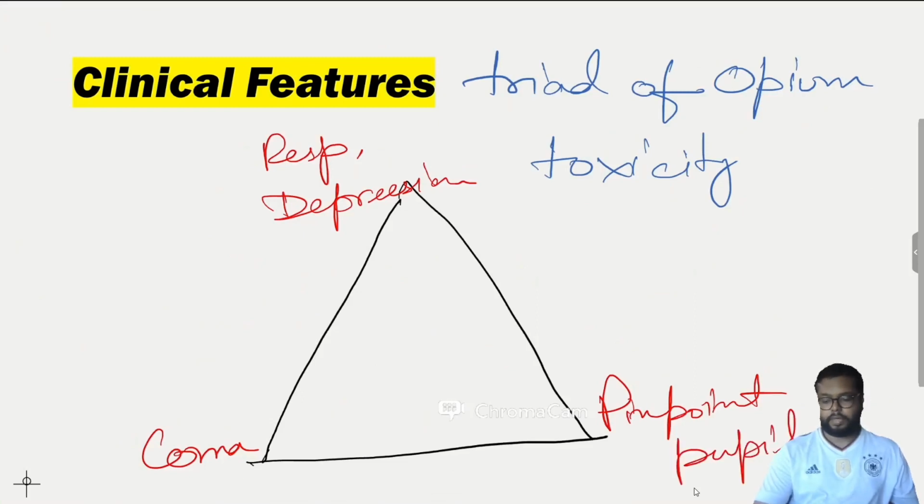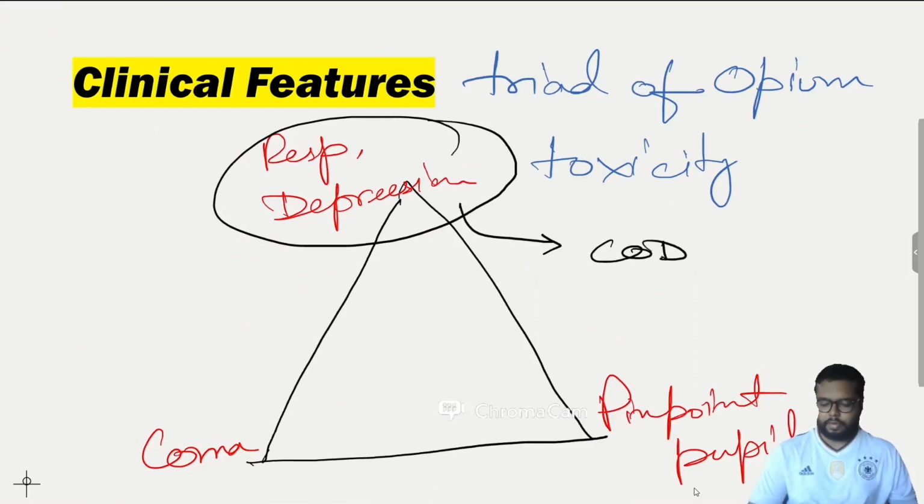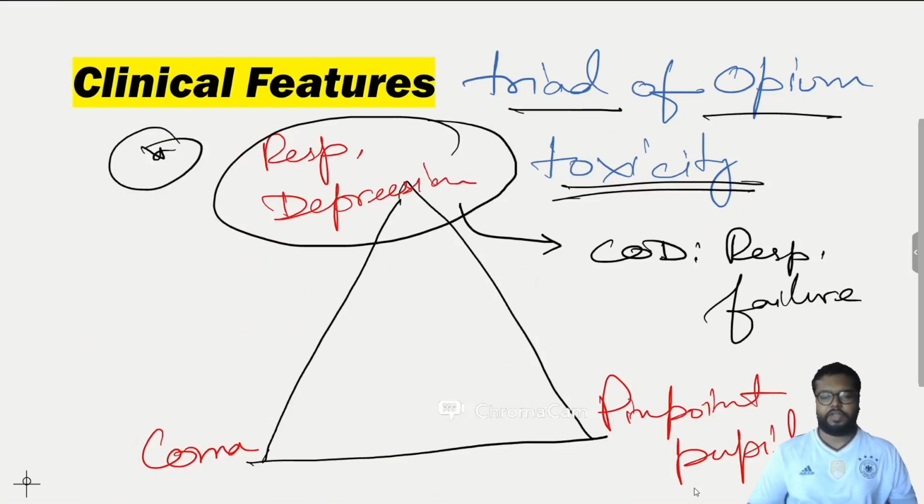Okay, this respiratory depression is the most specific feature. Along with it, this triad of coma and pinpoint pupil, and this respiratory depression becomes the cause of death. The patient will invariably die, the cause of death being respiratory failure. So this is about the triad of opium toxicity. If a question has come with these features, you can understand and apply that the cause of this poisoning is opium.